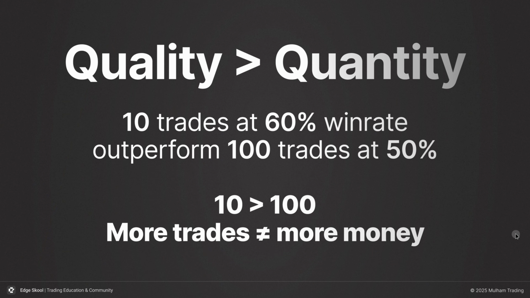We focus here on quality more than quantity. Why? Because if we think about this, 10 trades at 60% win rate is going to outperform and make you more money than 100 trades at 50% win rate. So 10 trades is actually better than 100 trades. That means more trades does not equal more money. And that's what I want you to understand before applying the strategy. We want to focus on quality rather than quantity.